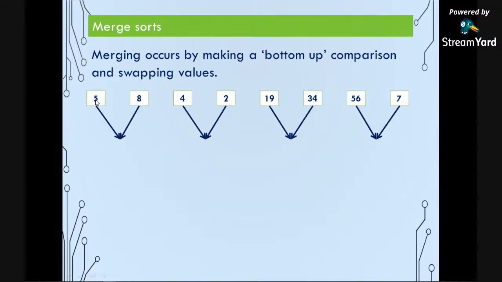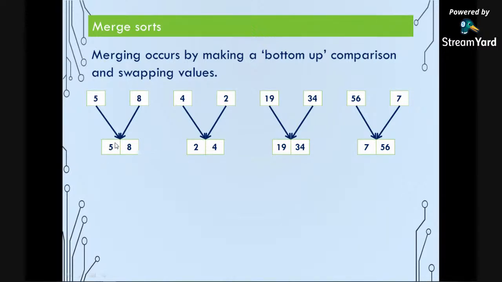So what happens is it compares these two values and goes, okay, whichever value is the smallest will go first in the list, and then it will do the same again with this one. So 5 goes first, and then 8, and then it will do the same here. Which value is the smallest? 2 goes first, and then 4. Okay, what value is the smallest here? 19, and then 34. What value is the smallest here? 7 is the smallest, and then 56 comes after it. So it'll look like this.